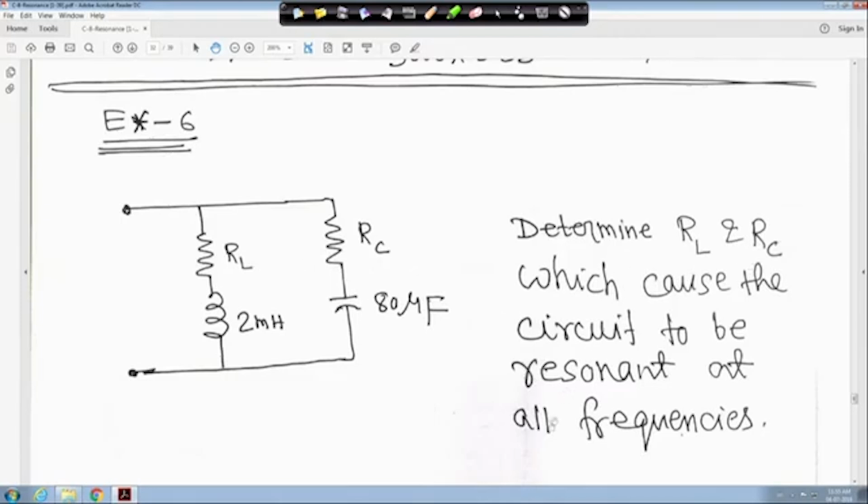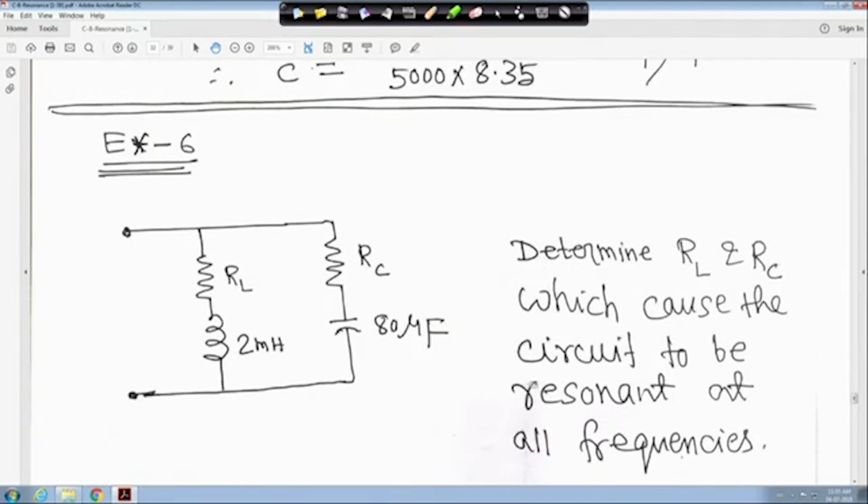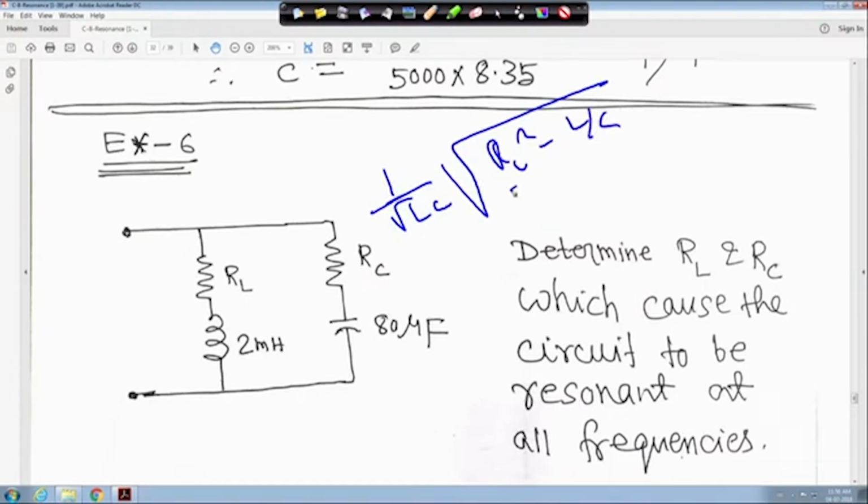RL and RC, which cause the circuit to be resonant at all frequencies. We have derived that omega is equal to 1 upon root over LC multiplied by some factor. If I recall correctly, the factor is root over RL square minus L by C divided by RC square minus L by C, something like this.